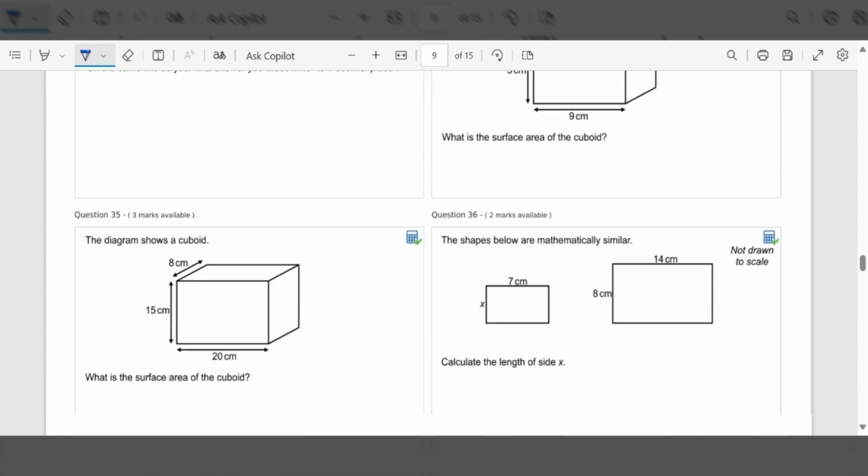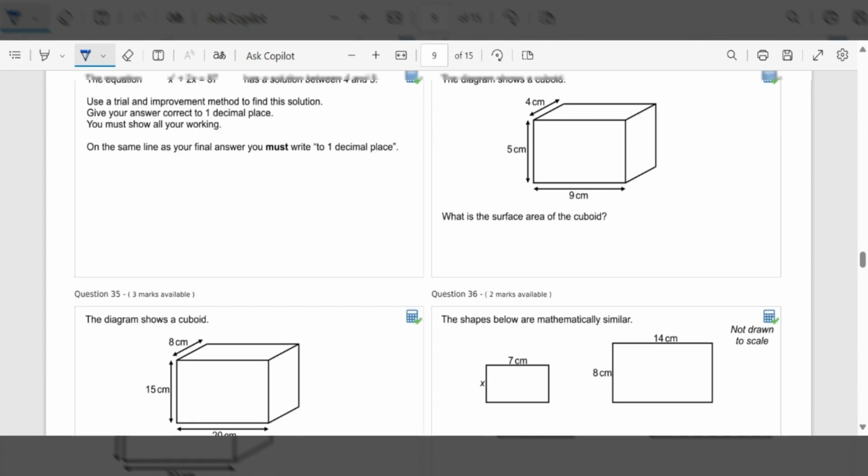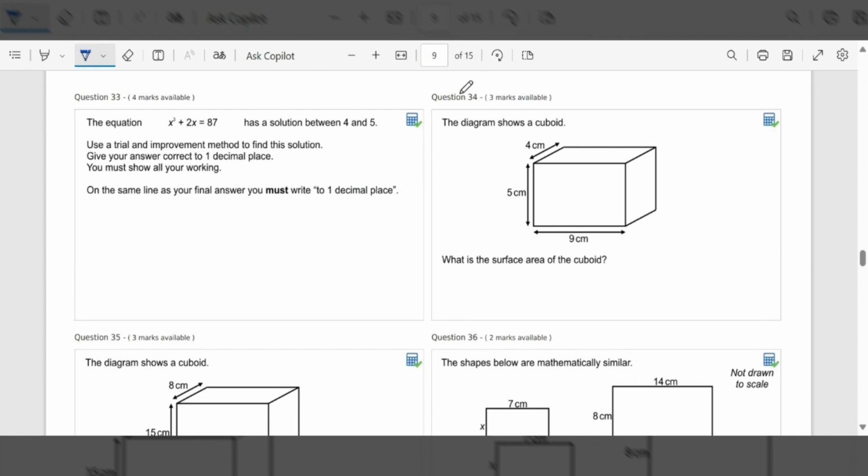Okay, surface area of a cuboid. Area, not volume, surface area. So all the different things: we've got a front, a back, a top, a bottom, a right and a left, however you want to label them. Each one we have to work out the area for, then add them all up.